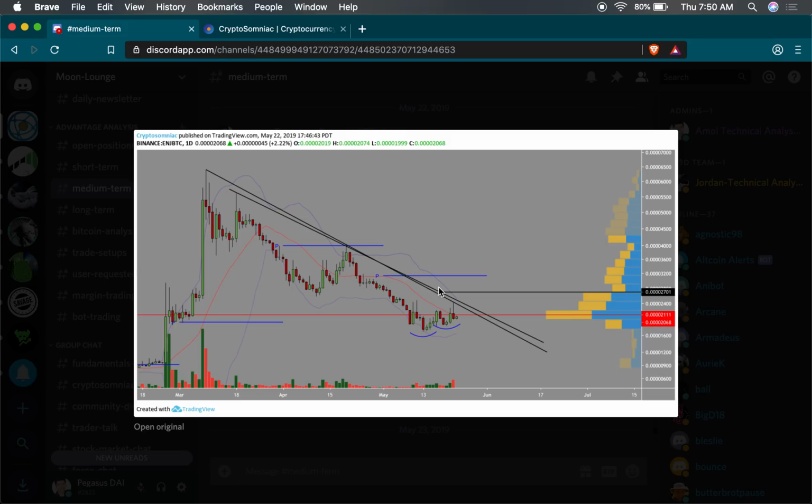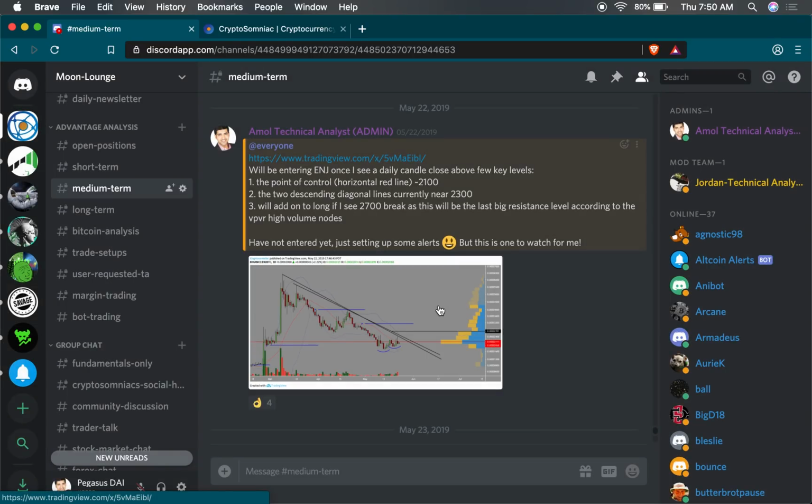If you start looking at these levels right here, if you start seeing a break of 2,700 Satoshis, that might be the area for you to get into.